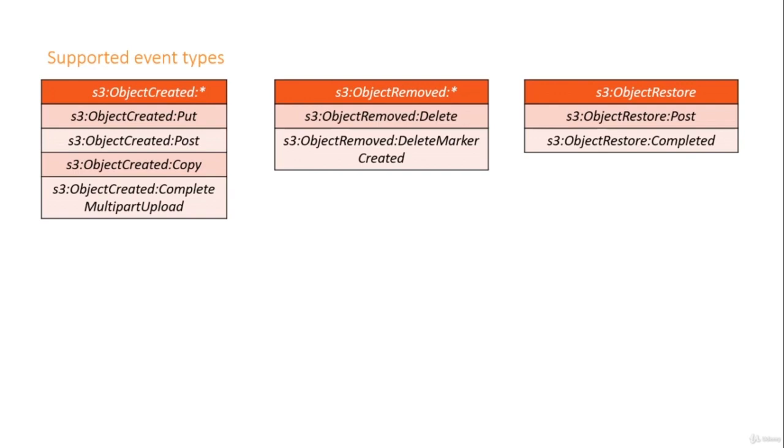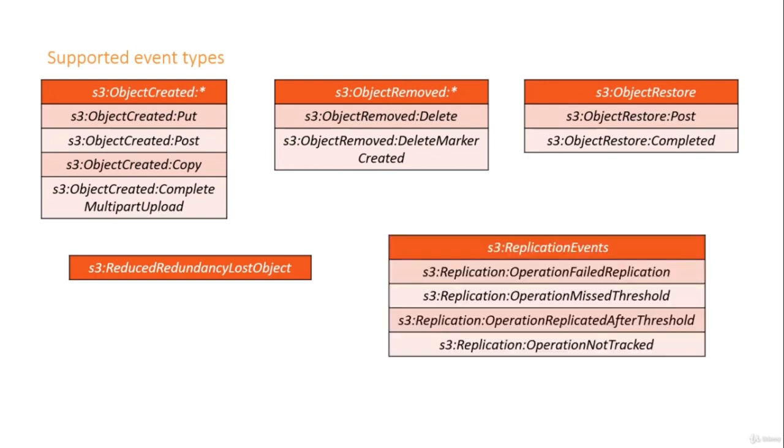Then we have object restore. By using restore object event types, we can receive notifications for initiation and completion when restoring objects from S3 Glacier. Here we have reduced redundancy lost object. We use this event type to request Amazon S3 to send a notification message when Amazon S3 detects that an object of the RRS storage class is lost. And finally, we have replication events that support failed operation replication, missed operation threshold, and operation not tracked.